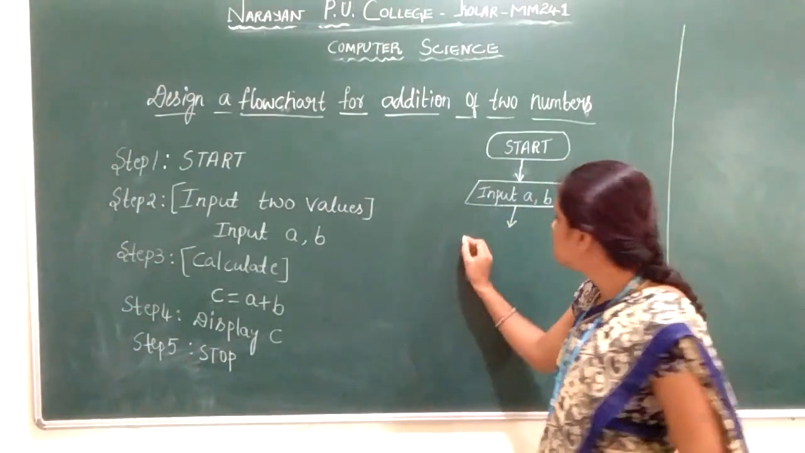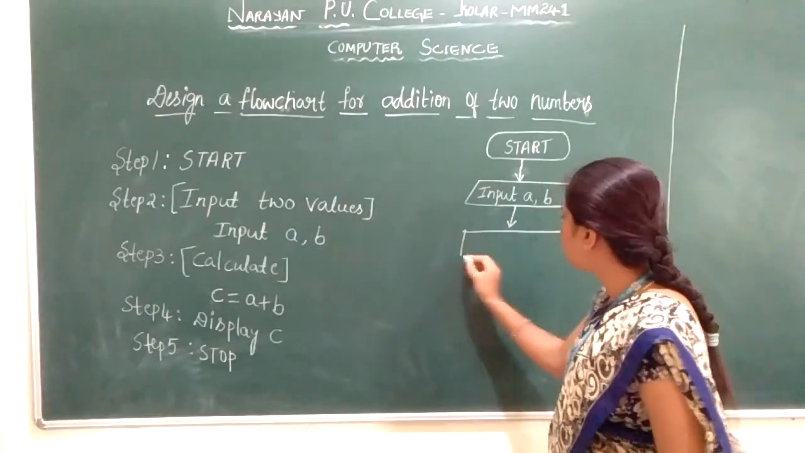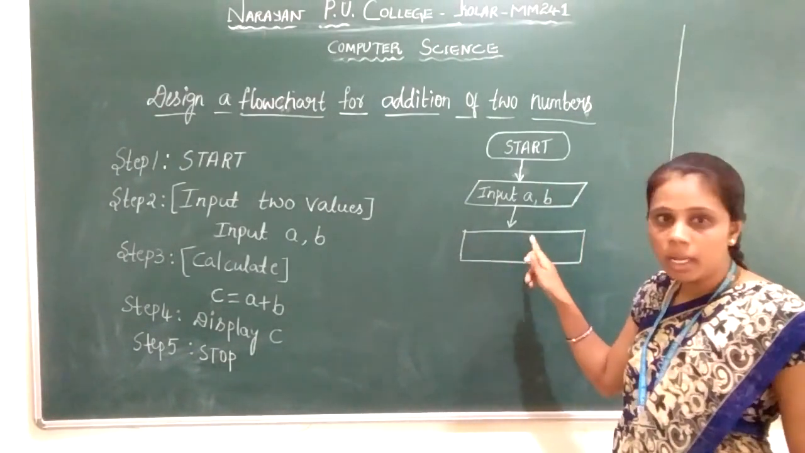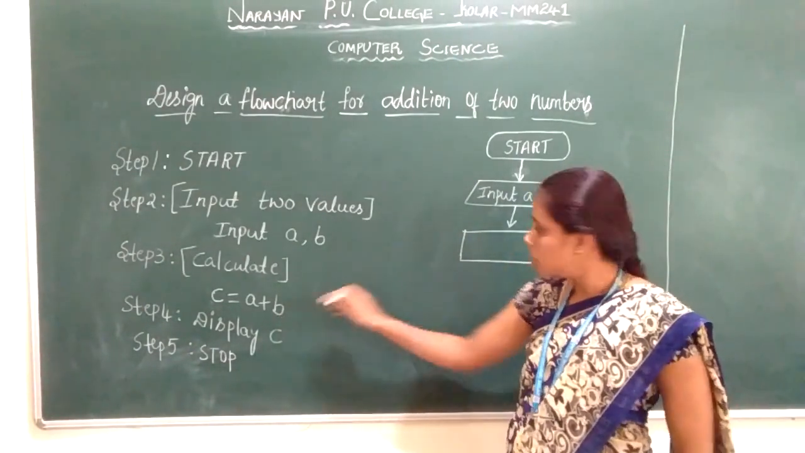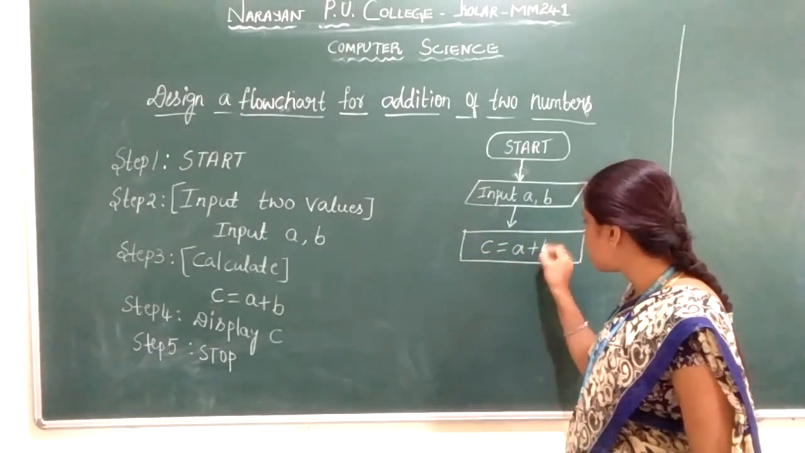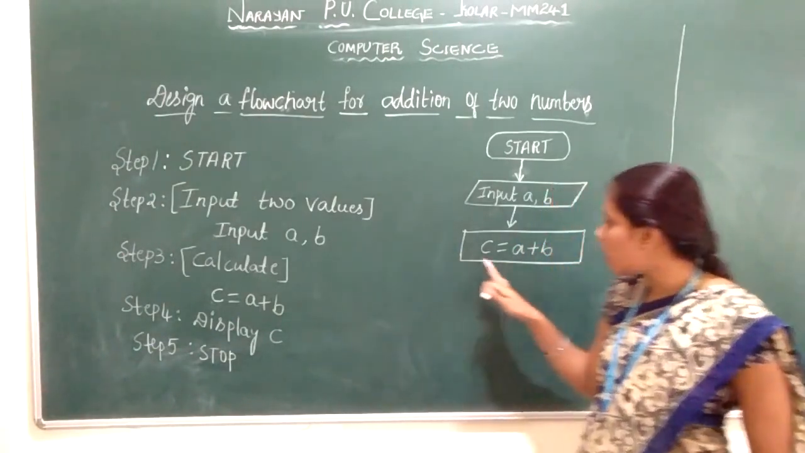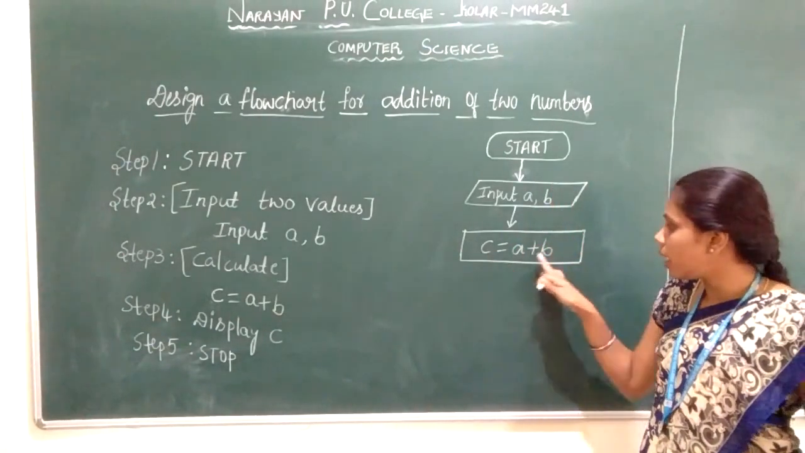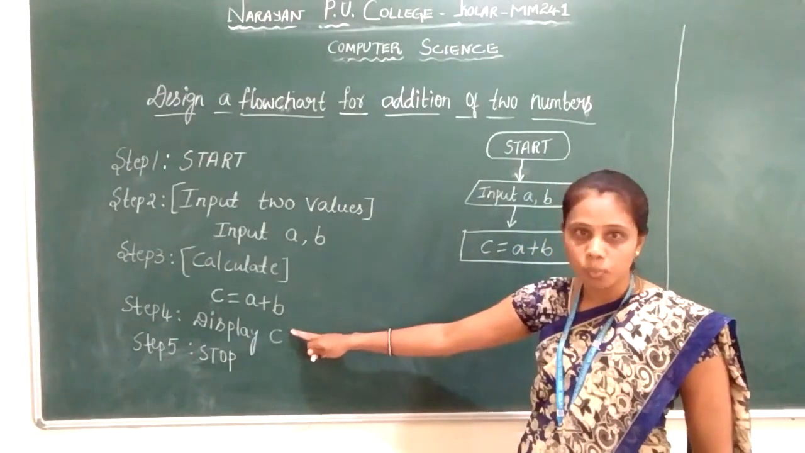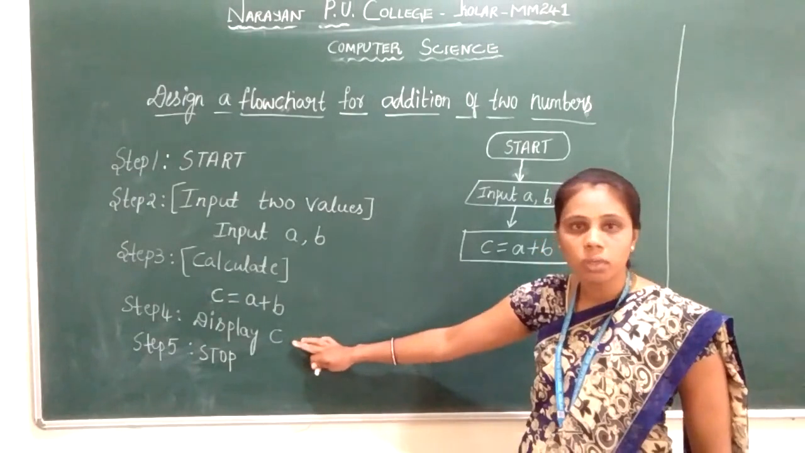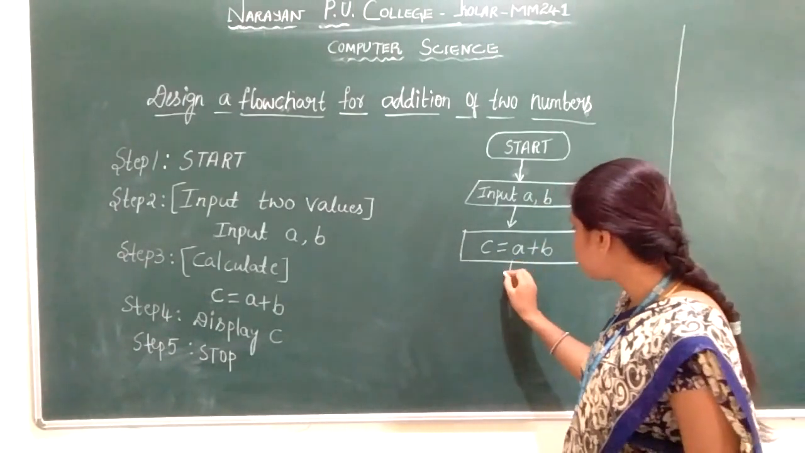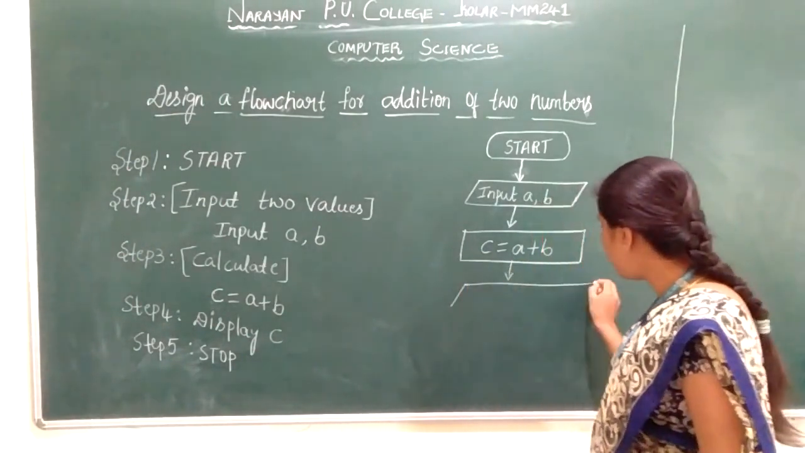Next we have calculation. For calculations we use a rectangle. Rectangle is used for any calculations. See, this is calculate, or C is equal to A plus B. So this is the calculation part. Here I am writing C is equal to A plus B. Next, for display, means this is output. After performing these operations, we need to display this output. For output also we are using the parallelogram. Again we are using parallelogram for output.